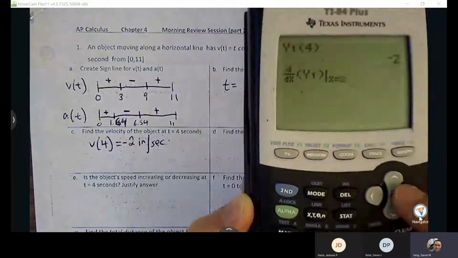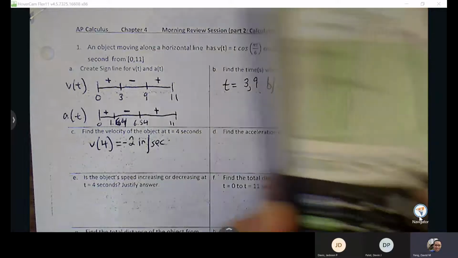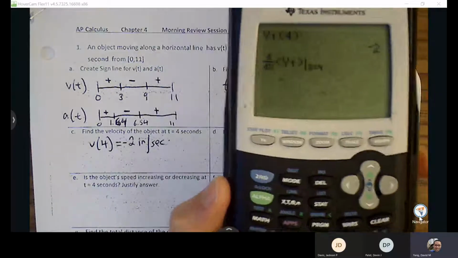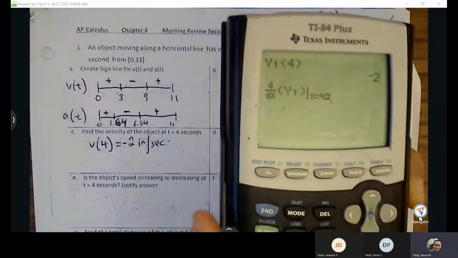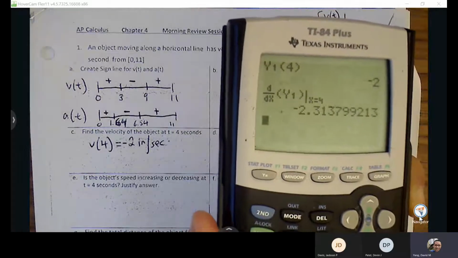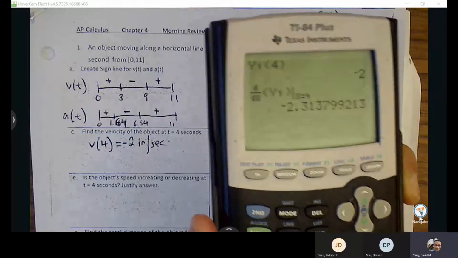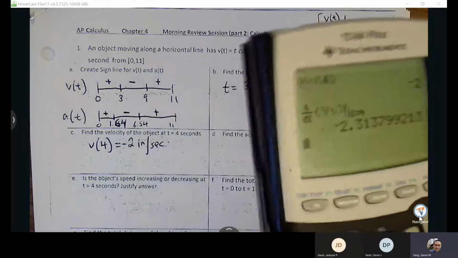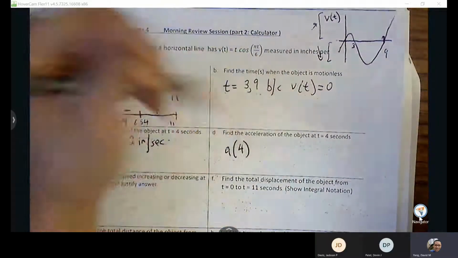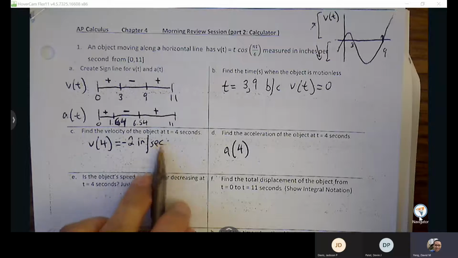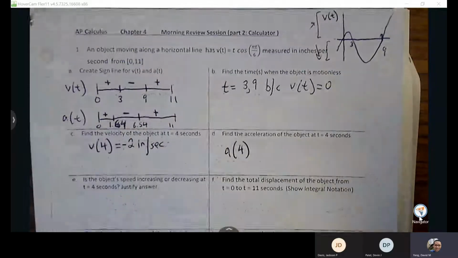So I just want to know what is the acceleration of the object at 4 seconds. Right, -2.314 inches per second squared, right? Every time you find the derivative, your units are going to keep adding another denominator variable.